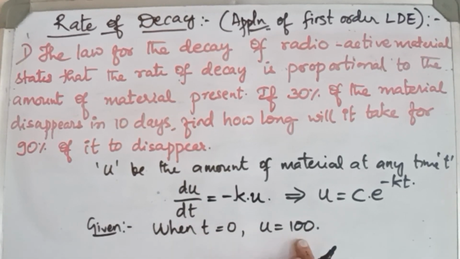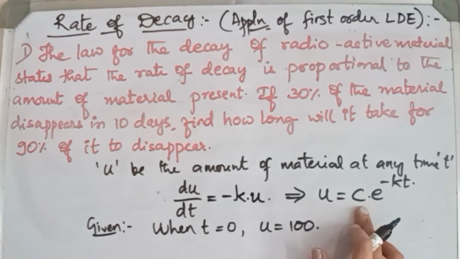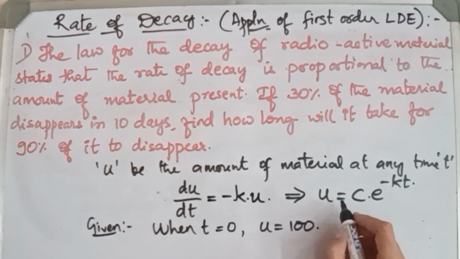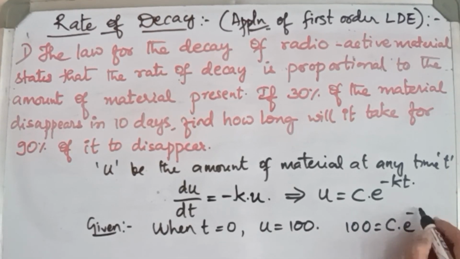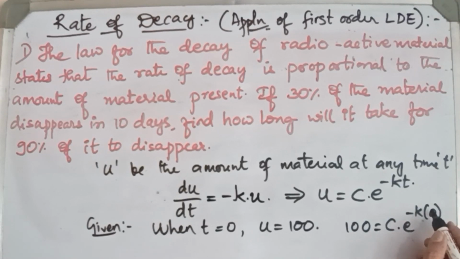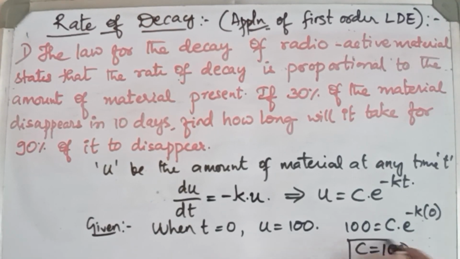So this will help you to find out the value of c. 100 equals c into e to the power minus k into time t, where t is 0. Therefore, e to the power 0 is nothing but 1. This gives you c equal to 100. The constant c is always determined at the initial condition, that is, when time t equals 0.